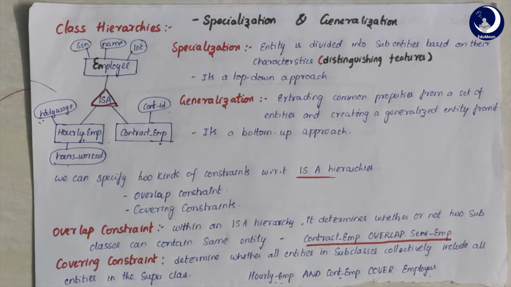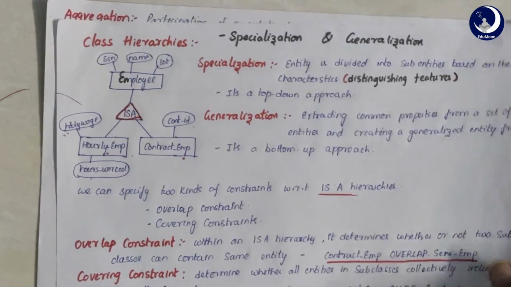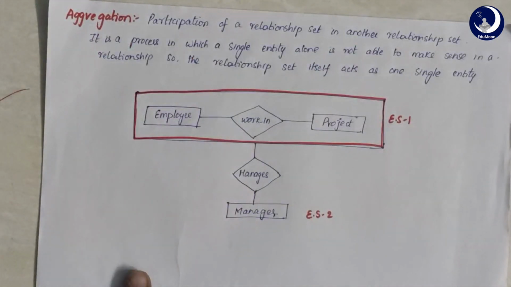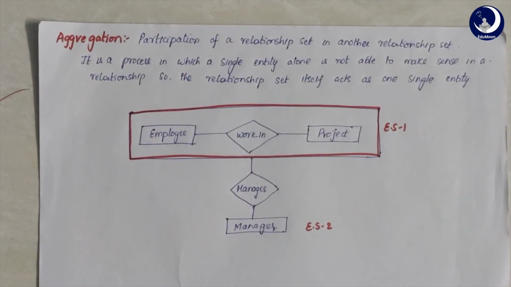Now let's see the fifth feature of the ER model, which is aggregation. Aggregation is a participation of a relationship set in another relationship set. That means it is a process in which a single entity alone is not able to make sense in a relationship. So this relationship itself acts as a single entity and then participates in another relationship set. Okay, you'll understand it when we see this example.